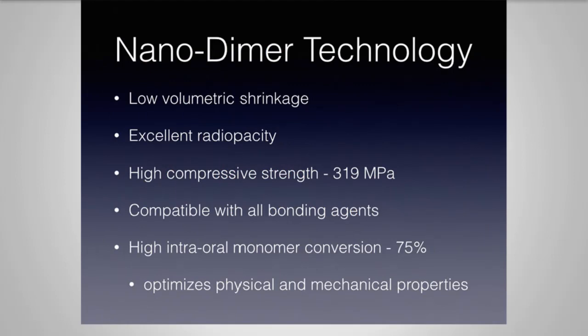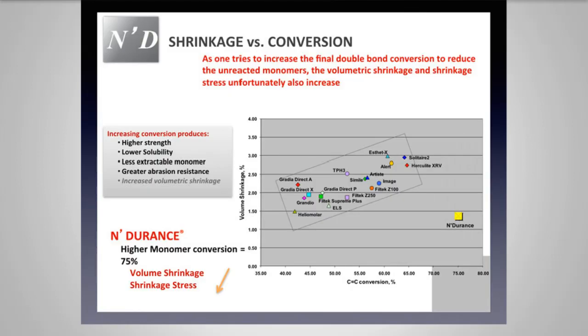It creates low volumetric shrinkage because of that phase of curing, those little individual clumps rather than one large clump of curing. Has incredible radiopacity, has a high compressive strength of 319 megapascals, compatible with all bonding agents that are out there. And this is the most important thing. It has a high intraoral monomer conversion of 75%. 75% is remarkable. This optimizes the physical and mechanical properties of this composite material.